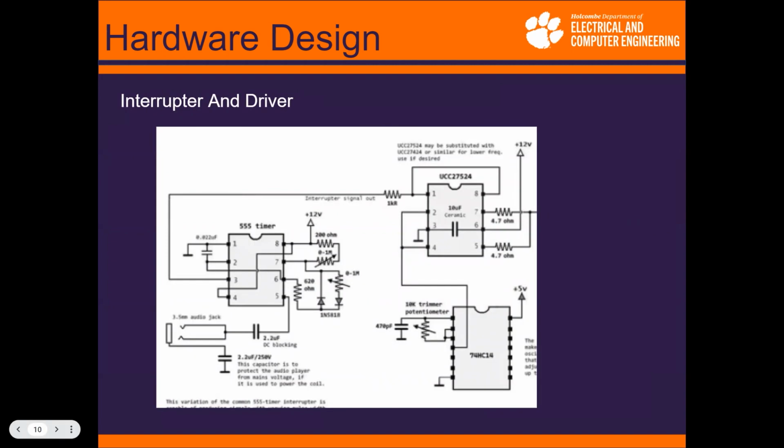This is the interrupter and the driver part of the circuit. So the left part is the interrupter. This takes the audio input and essentially modulates it using a PWM. And that goes into the driver part of the circuit, which uses a 74HC14, which is configured in a Schmitt-trigger oscillator circuit. So this is what we actually tune to get our primary resonant frequency. We tune it to the secondary, and it oscillates at the secondary.